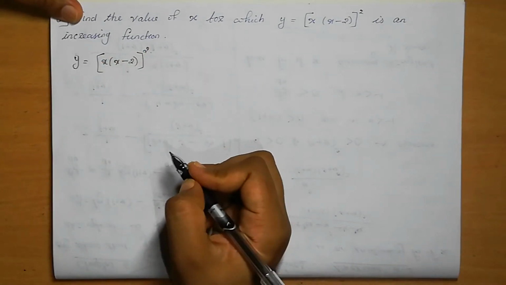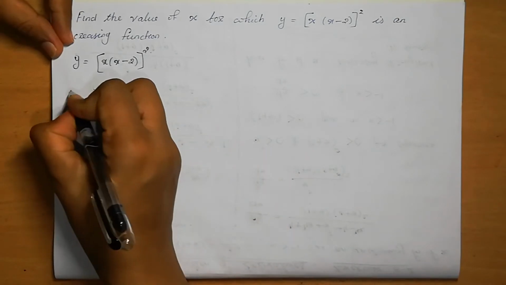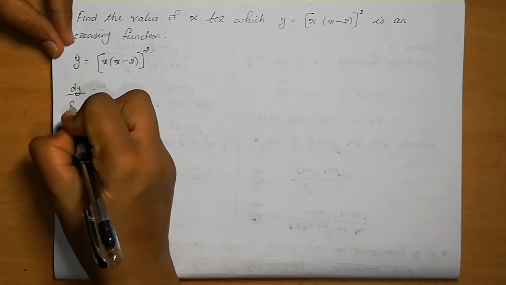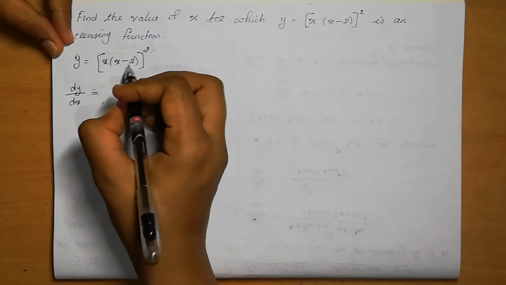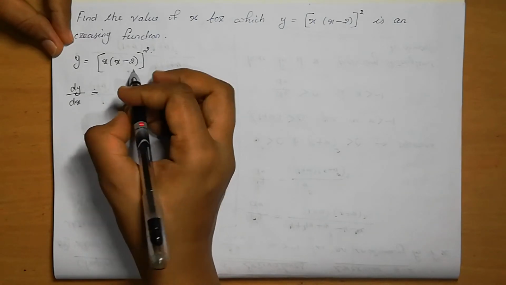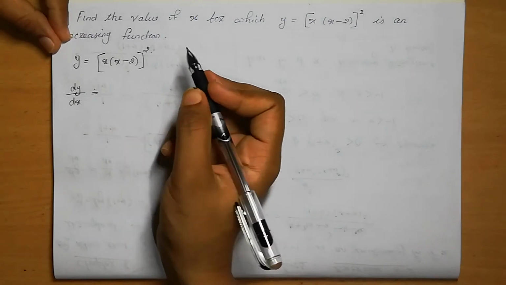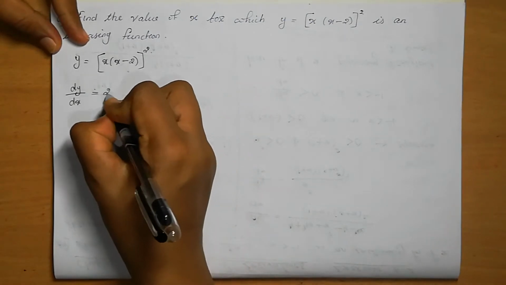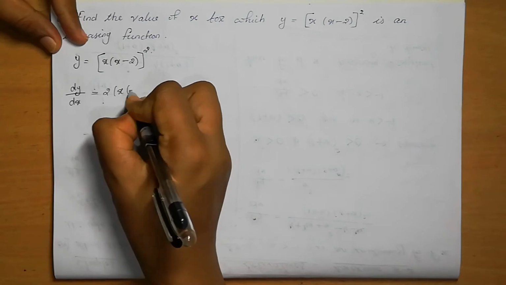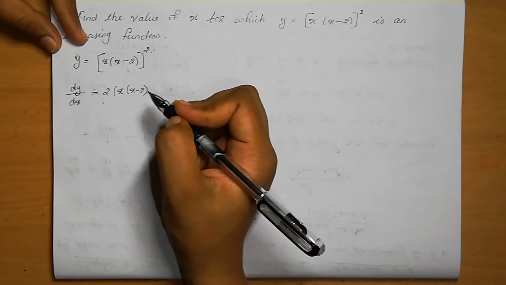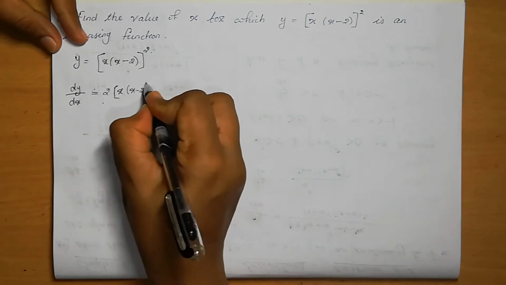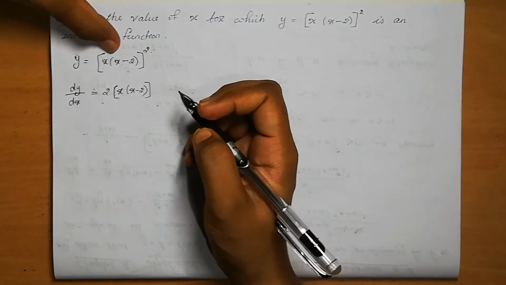So first we can find the first derivative of this function, that means dy by dx. Derivative of this one, this is in the form of x raised to n, n into x raised to n minus 1, right? That means 2 into (x minus 2) we can write. This is the first one, 2x. Next we need to write the derivative of this function.